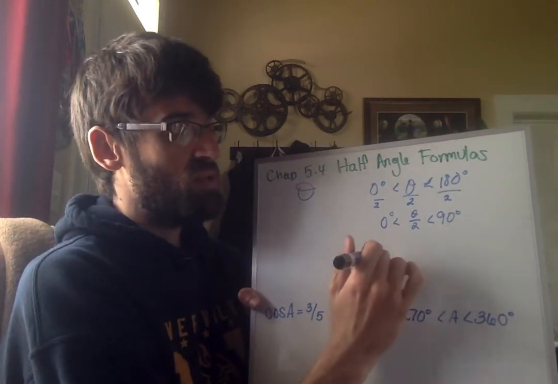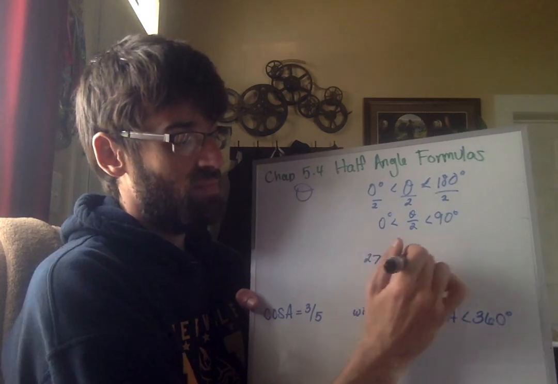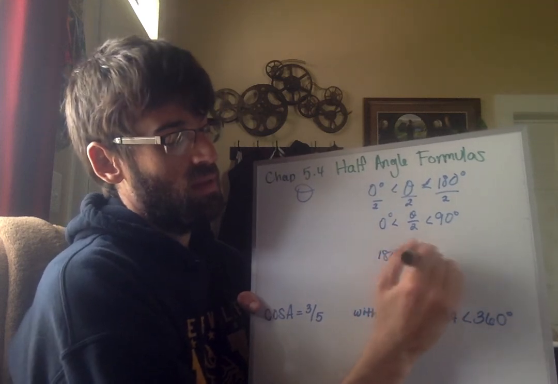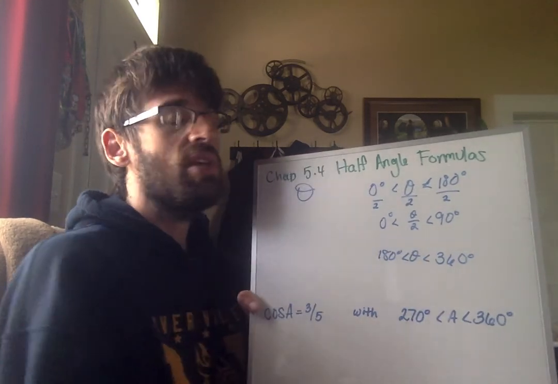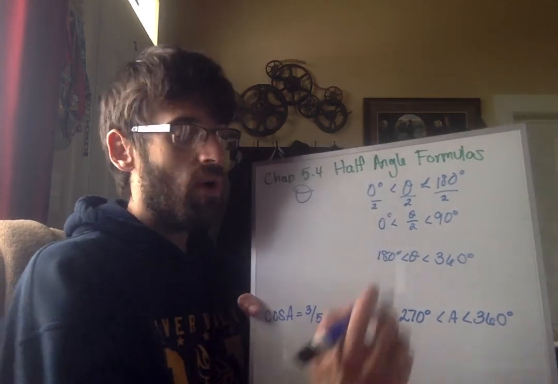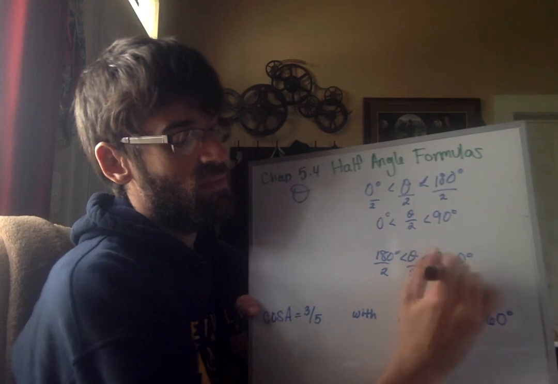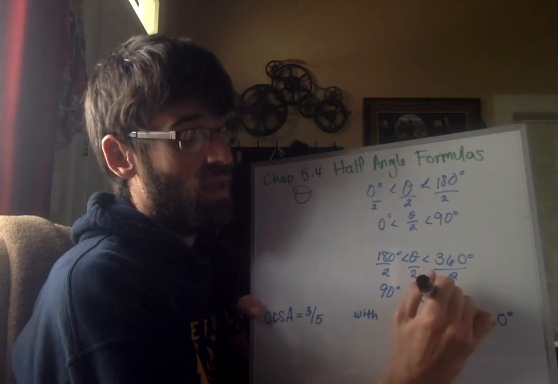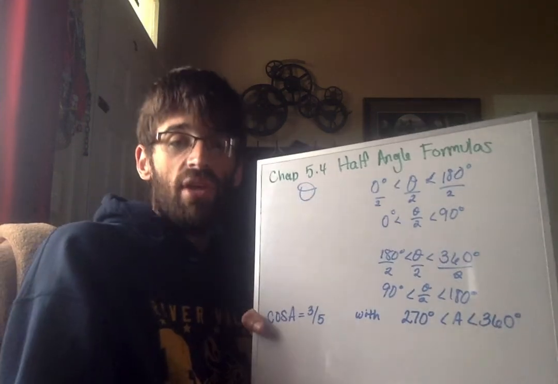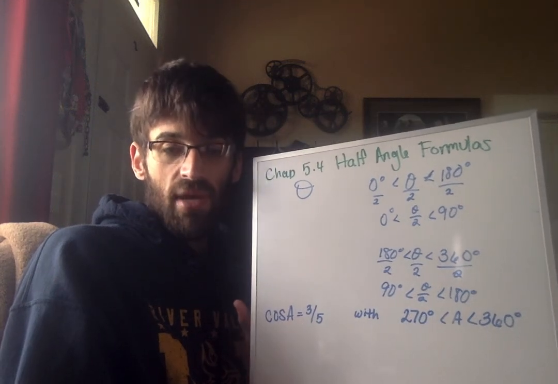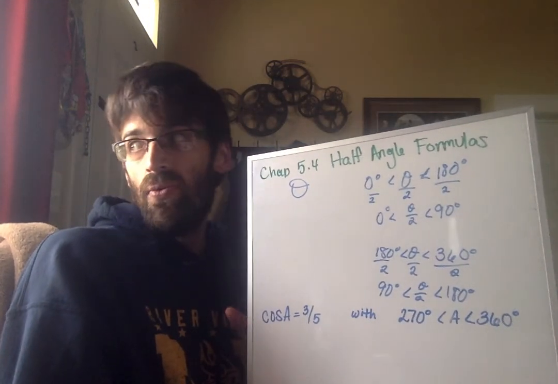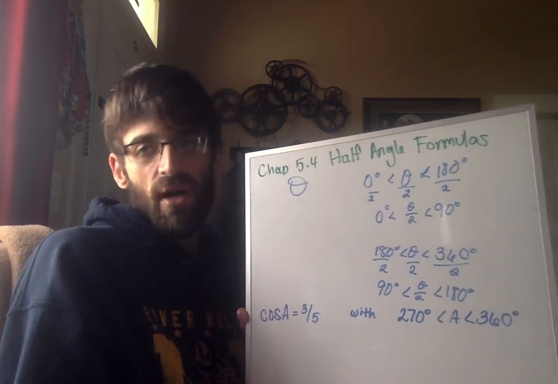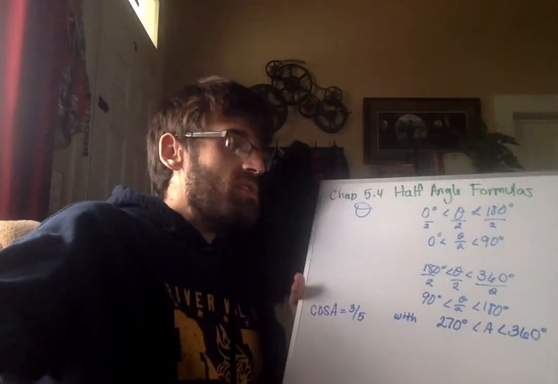If theta is between 180 and 360, so it's in quadrants 3 or 4, when I take half of that angle, it's going to be between 90 and 180. So essentially, if it's in quadrant 1 or 2, and I take half of that angle, it's going to be in quadrant 1. If it's in quadrants 3 or 4, and I take half of that angle, it's going to be in quadrant 2.